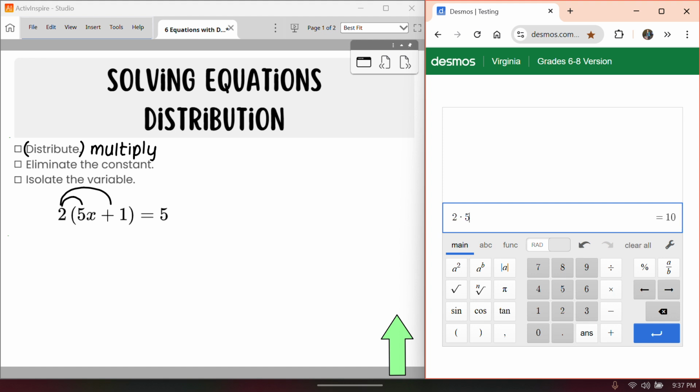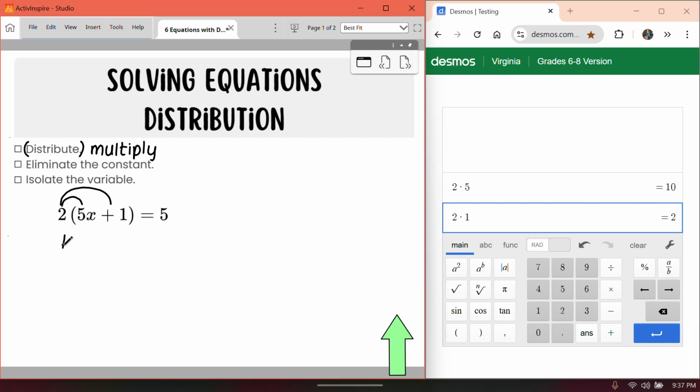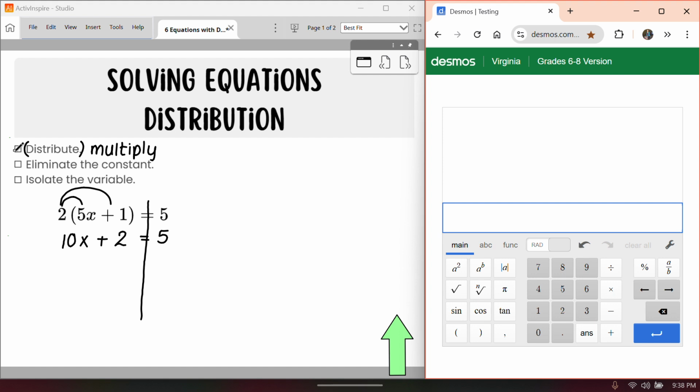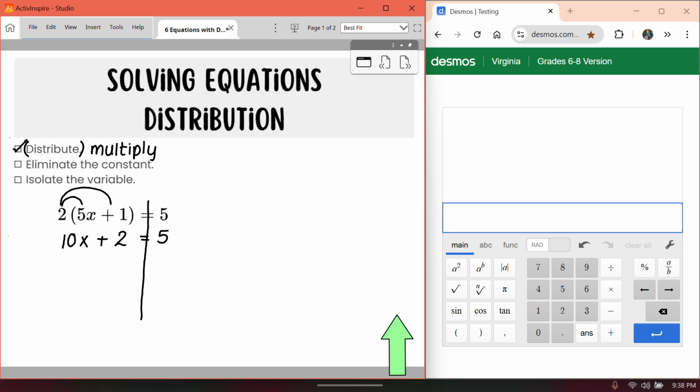I'm going to do 2 times 5 and 2 times positive 1. So on the left side of my equation, I get 10x, don't forget the x, plus 2, because that was a positive 2, equals 5. And I almost forgot the very, very first step, which was draw that line dividing the left and right side of my equation. Oops. So I can check off distribute.